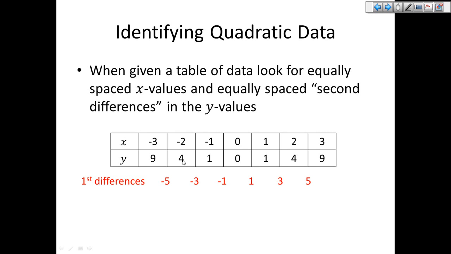So, if we go 4 minus 9, we get negative 5. 1 minus 4, we get negative 3. 0 minus 1, we get negative 1. And we continue on subtracting as we go.